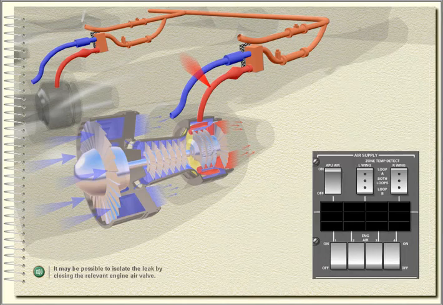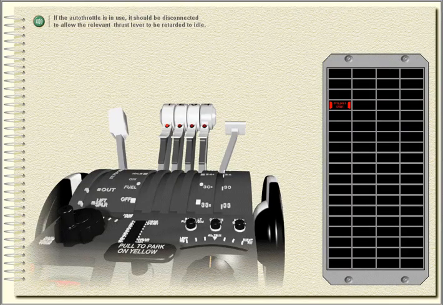Pylon overheat. A pylon overheat warning indicates a temperature above 195 degrees Celsius in pylon zone 1. It may be possible to isolate the leak by closing the relevant engine air valve. If the auto throttle is in use, it should be disconnected to allow the relevant thrust lever to be retarded to idle.